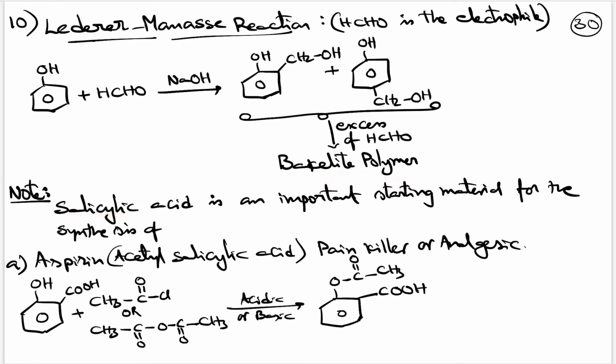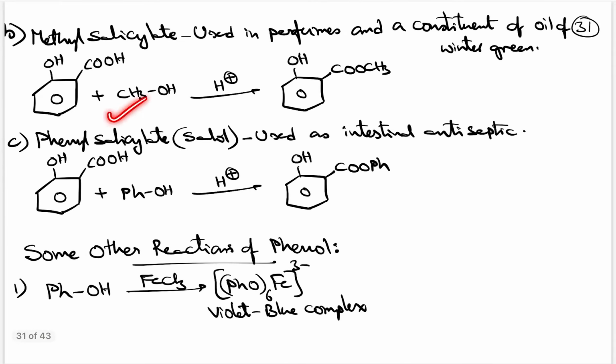Then salicylic acid is an important starting material for the synthesis of aspirin, which I already told you, then phenyl salicylate, salol, and methyl salicylate, that is oil of wintergreen. So their preparation methods I have given here. Then some other reactions of phenol: phenol on reaction with FeCl3, you will be getting a violet blue colored complex.